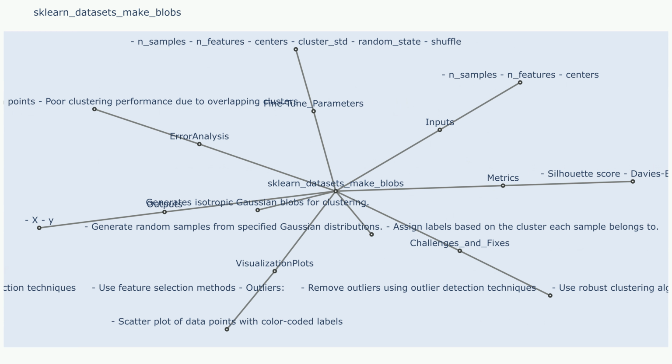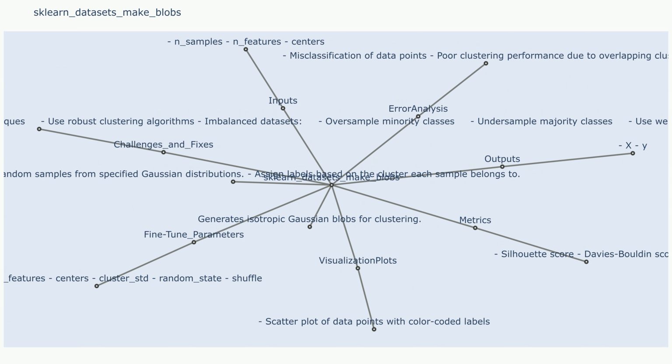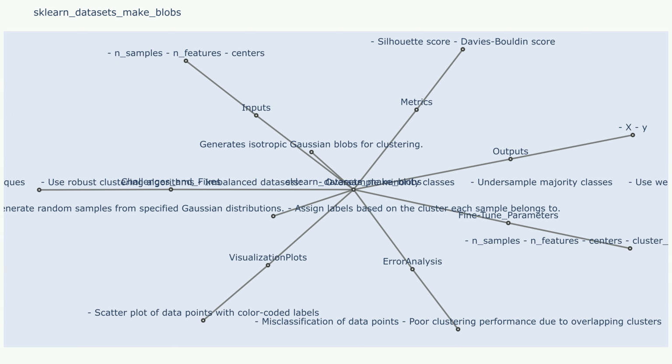Steps: the function first generates the cluster centers based on the centers parameter. For each data point, it randomly selects a cluster center. It then generates a random data point from a Gaussian distribution centered around the selected cluster center, with standard deviation specified by cluster_std. Finally, it assigns the corresponding cluster label to each generated data point.